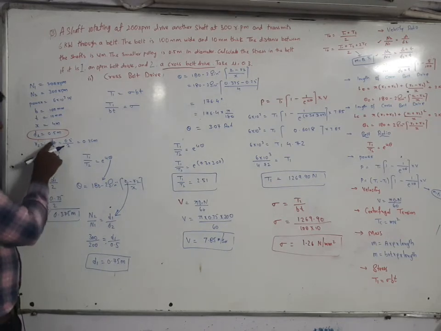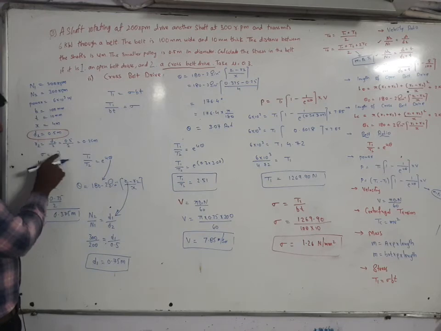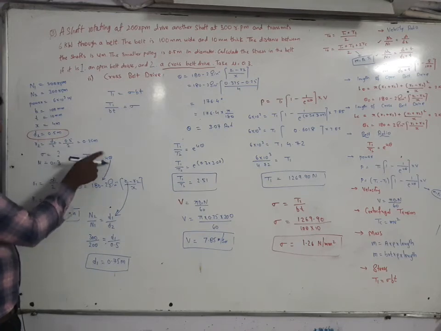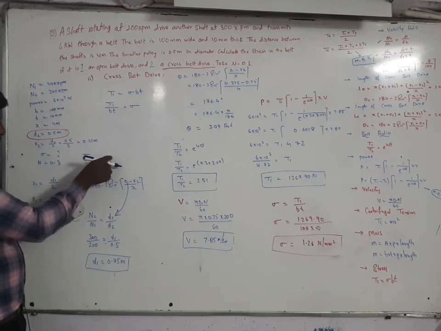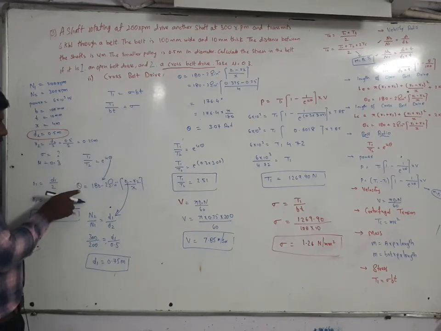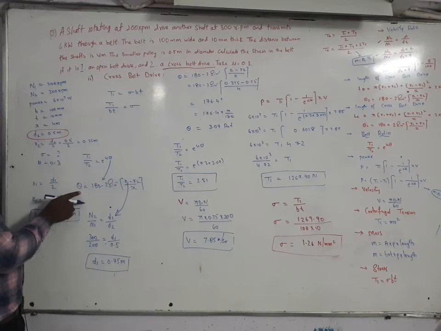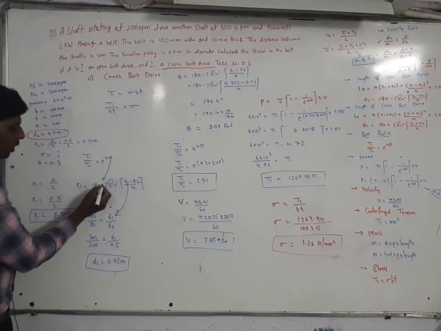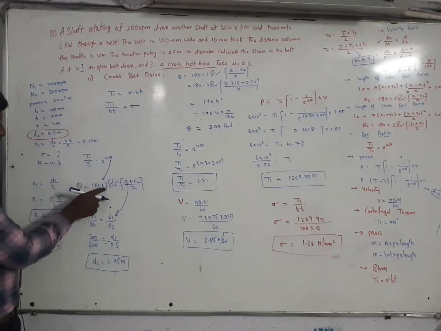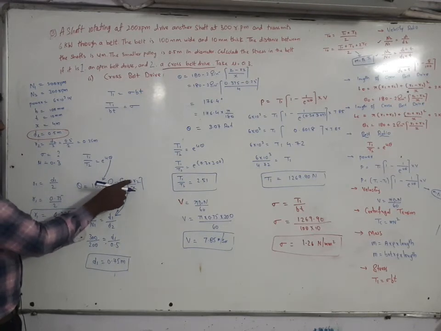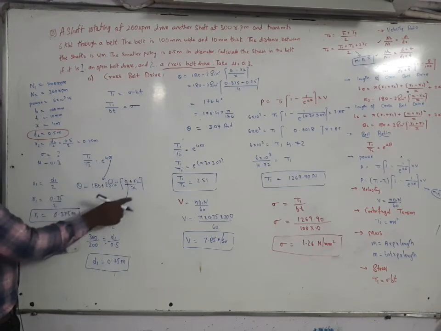Then R2 is equal to D2 by 2. Then for sigma, you have to find out mu. First you have to find this one: T1 by T2 is equal to e to the power of mu theta, and again theta is missing. For finding theta, for which belt? Cross belt drive. So here plus will come and here also plus will come: 180 plus 2 sin inverse of (R1 plus R2) by X. This is the formula for theta.